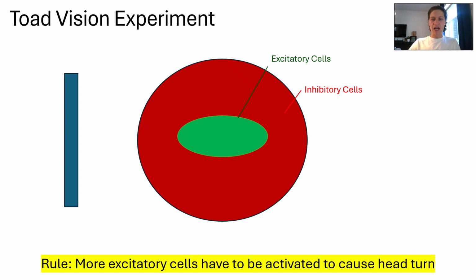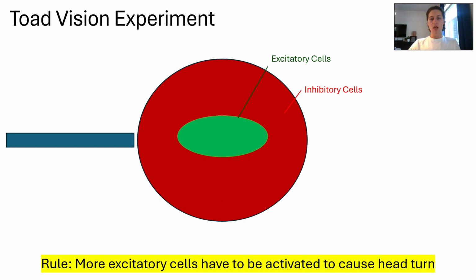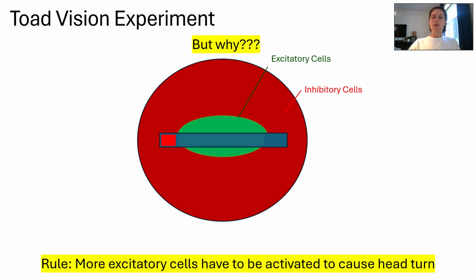And so if you see here, this is what happens when you get a vertical rectangle coming across the field of vision. You'll notice that there are more inhibitory cells activated than there are excitatory cells. In which case, this is why the frog does not turn to look at vertical rectangles. In contrast, if you have a horizontal rectangle pass in front of the visual field, you will see that based on the arrangement of the excitatory cells, there are more excitatory cells activated than there are inhibitory cells. And so this does cause the frogs to turn their head.